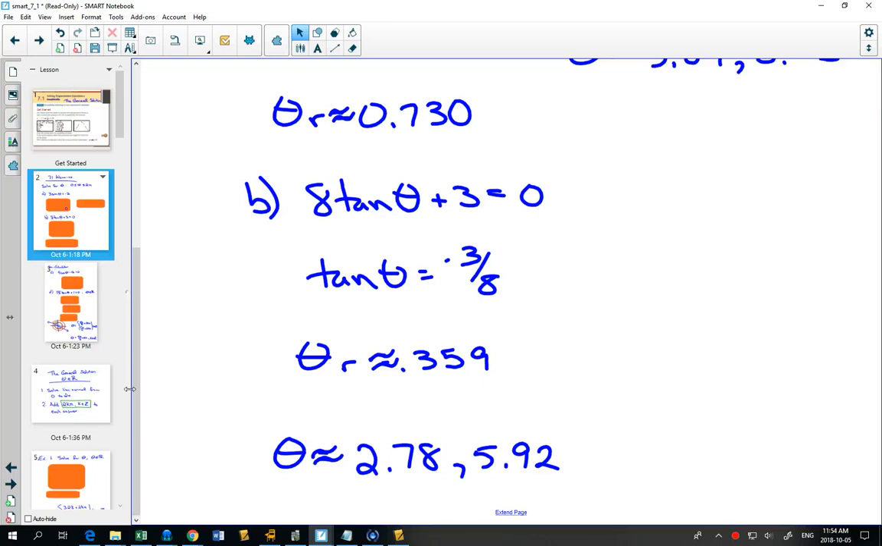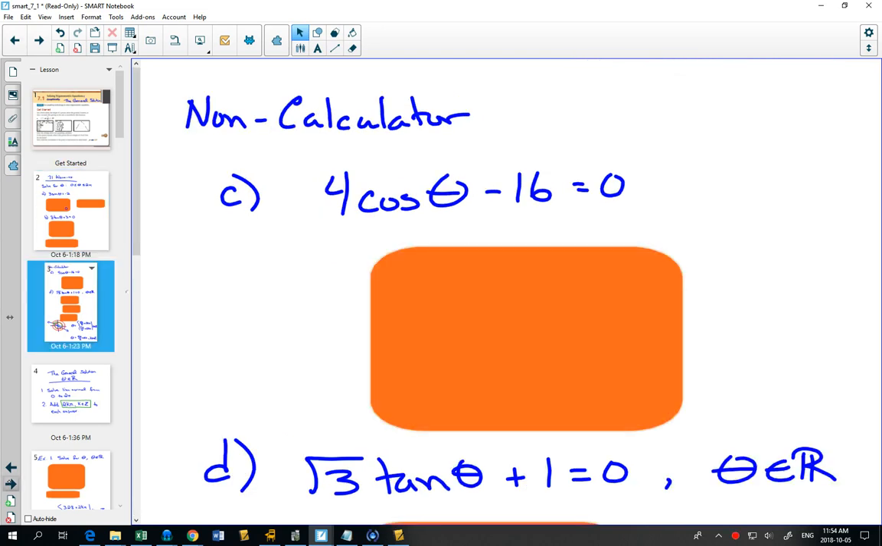Okay. Third one. Now we're going to non-calculator. The first two were calculator. These next two are non-calculator. There's only 4. Kind of running out of space. That's why I said to start on page 572.